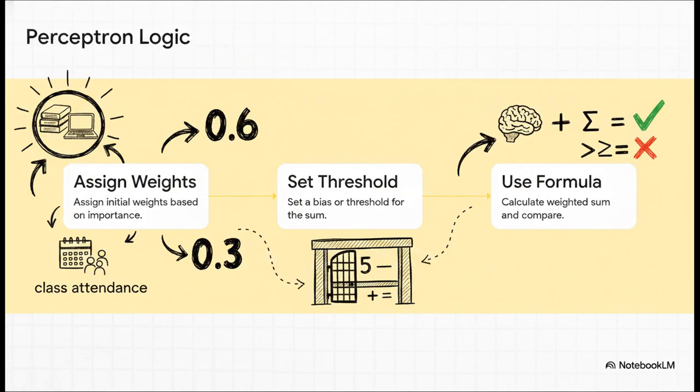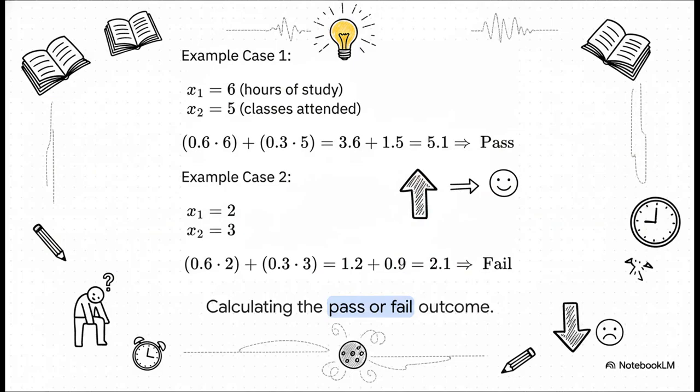Step 2, choose a threshold. We're setting our threshold, or bias, to 5. So the student has to accumulate a total weighted effort of 5 or more to pass. And step 3 is just using the perceptron formula. Multiply the inputs by their weights and sum them all up. Let's actually see this in action.